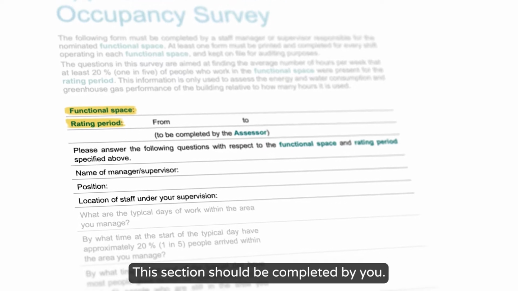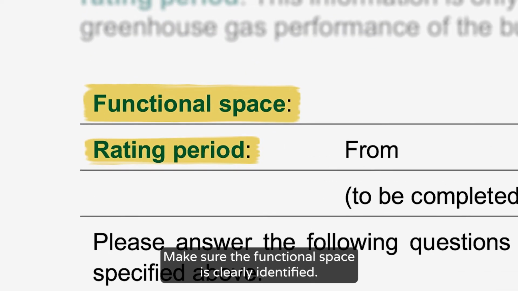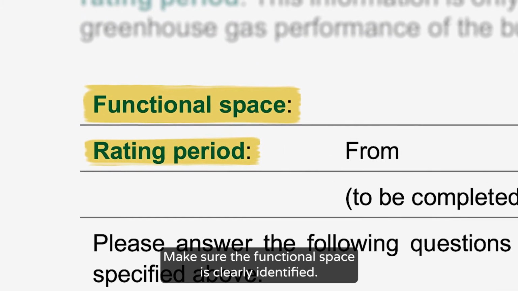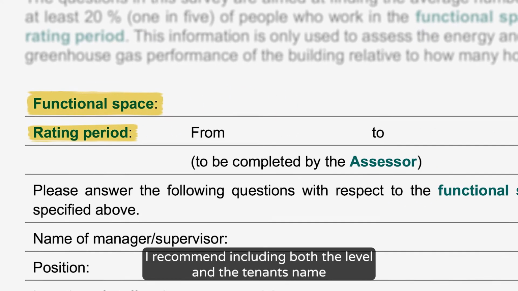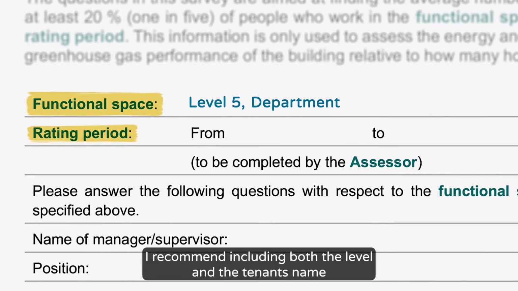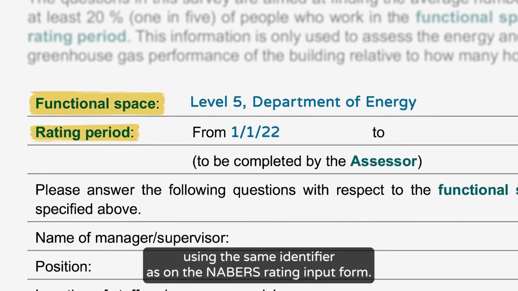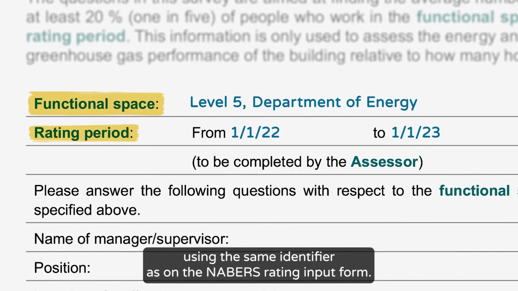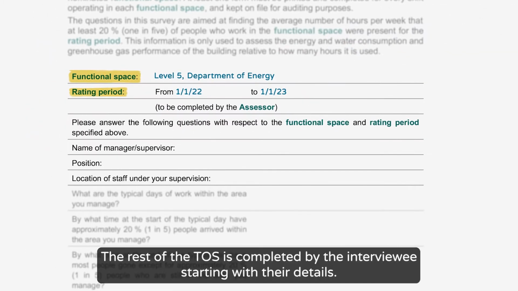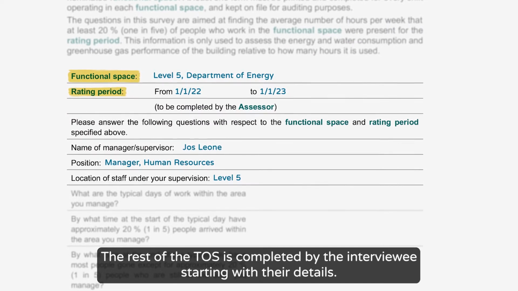This section should be completed by you. Make sure the functional space is clearly identified. I recommend including both the level and the tenant's name using the same identifier as on the NABERS rating input form. The rest of the TOS is completed by the interviewee, starting with their details.